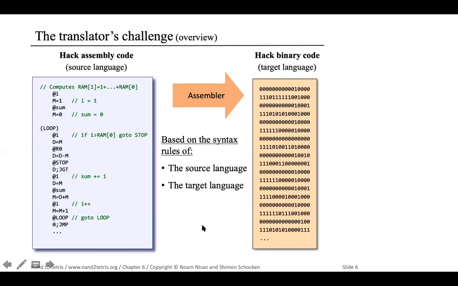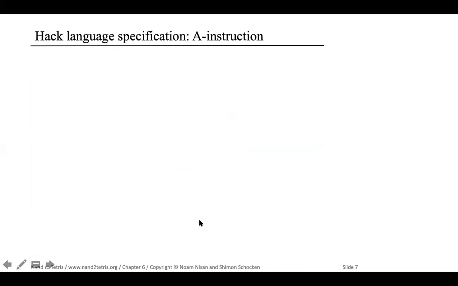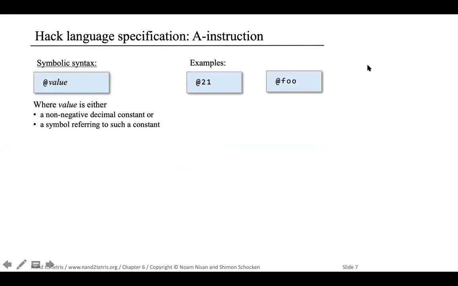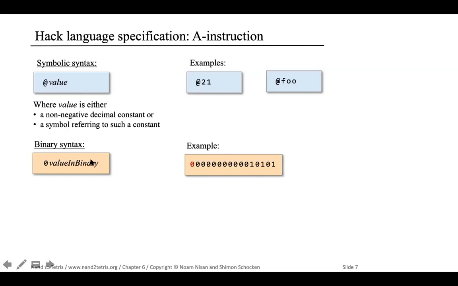So we're going to recap the rules of the source language and target language. Recap, A instruction: at value. Each and every line here becomes important for you to see if it's syntactically right or not. This at value can be a constant, at 2, at 3, at 20, or it can be a symbol referring to such a constant, like at foo, at end, at loop, at R3. All these are symbols, and we have three kinds of symbols: inbuilt, labels, and variables.